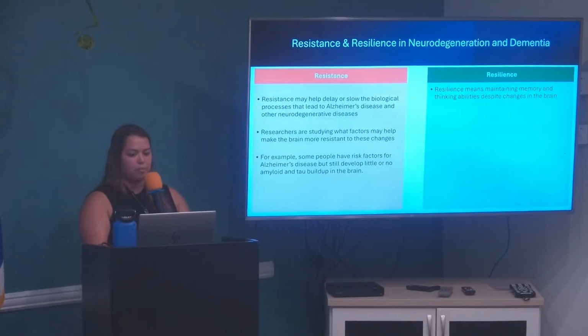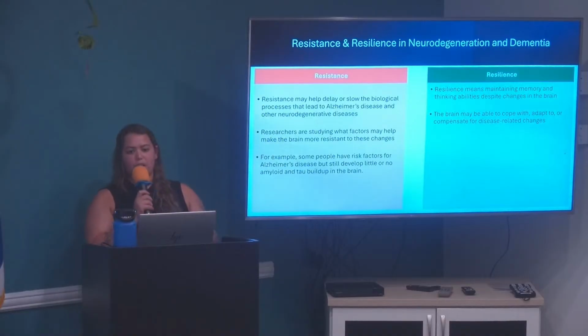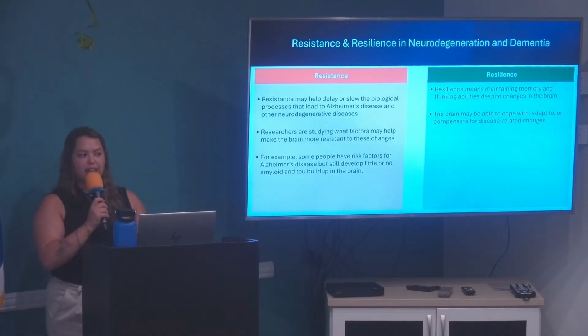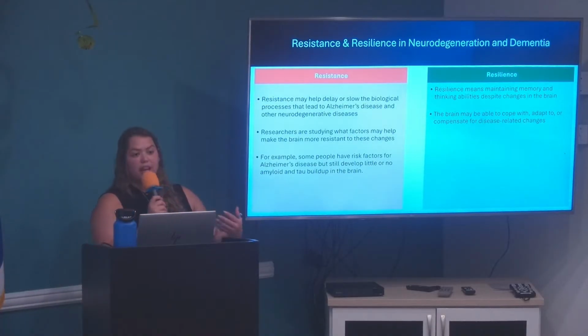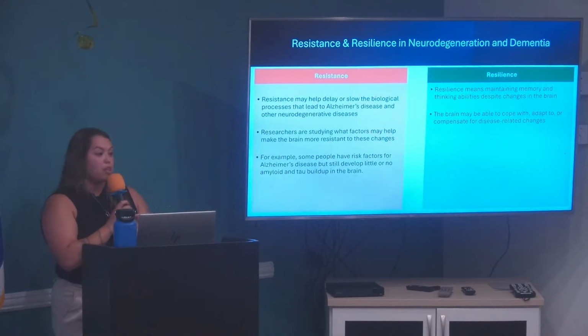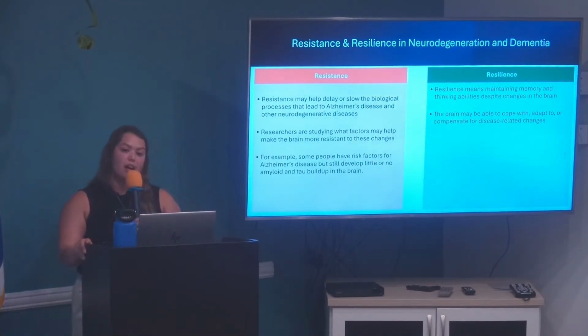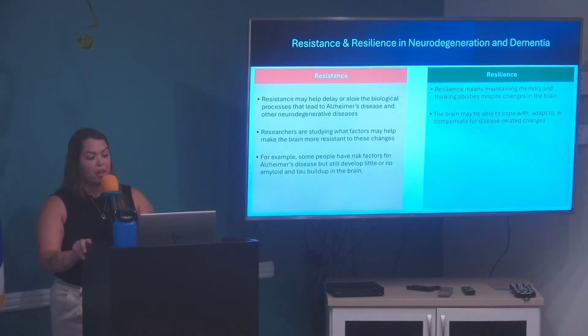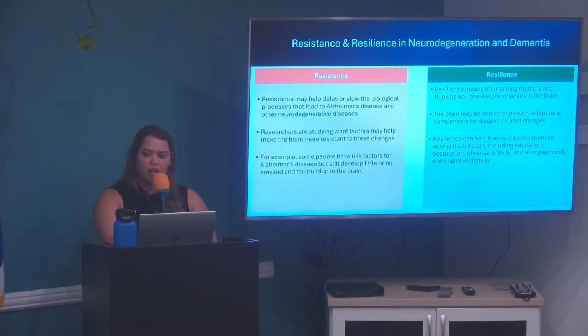Resilience, very similar, but it's when you do have this pathology, but you don't show cognitive symptoms, right? So the brain may be able to cope with, adapt to, or compensate for disease-related changes. So even though you have end-stage amyloid, end-stage tau, maybe your cognition just doesn't suffer. And we do have cases of individuals who present as so. And we're trying to figure out how they are so resilient.